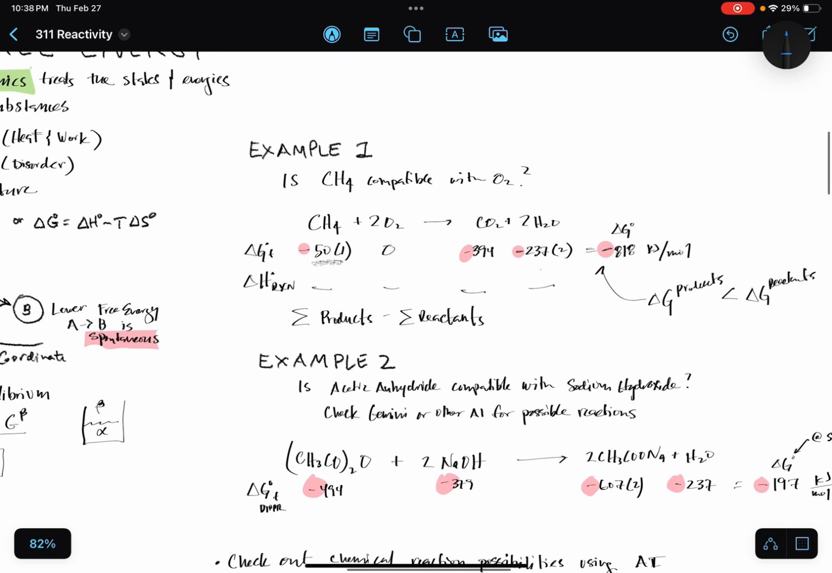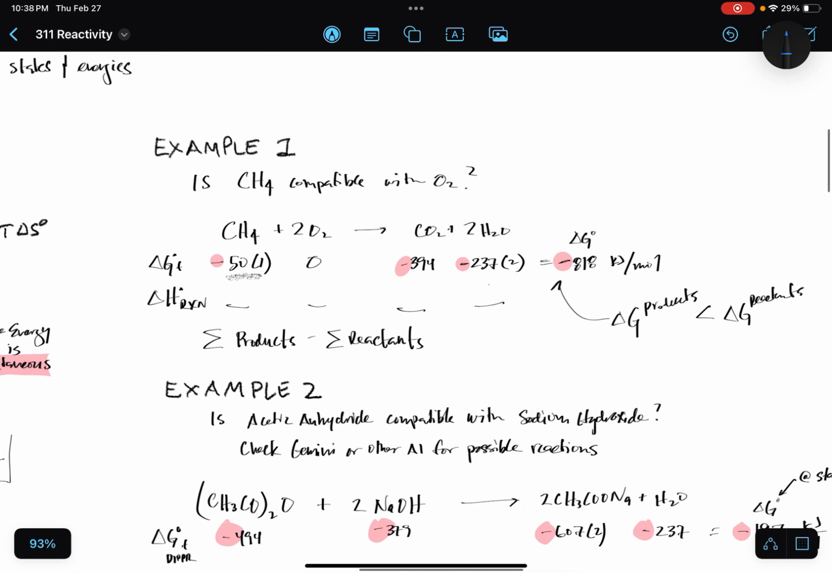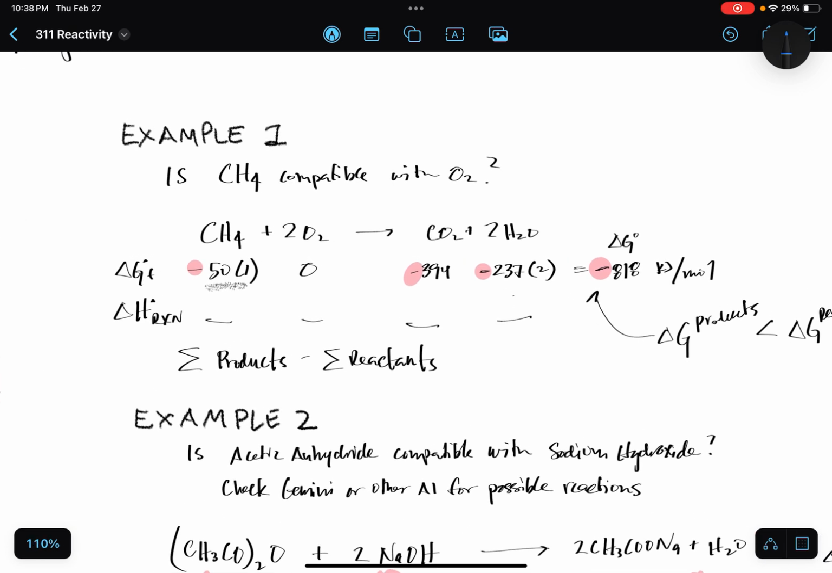And so you can look up on Dipper or other database what the Gibbs free energy of formation is for methane and oxygen. And similarly with the heat of reaction for Gibbs free energy, pure components typically have a Gibbs free energy of 0. And so you have methane and CO2 and water there. And notice that the products minus the reaction sum is minus 818, meaning that the methane will react with oxygen.